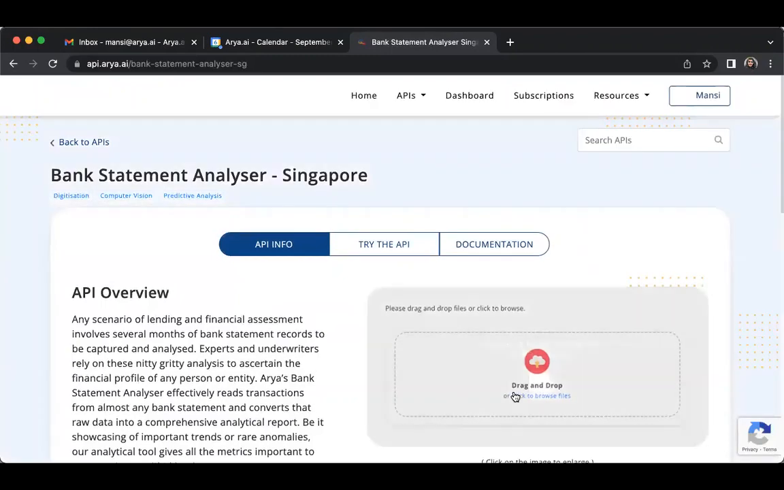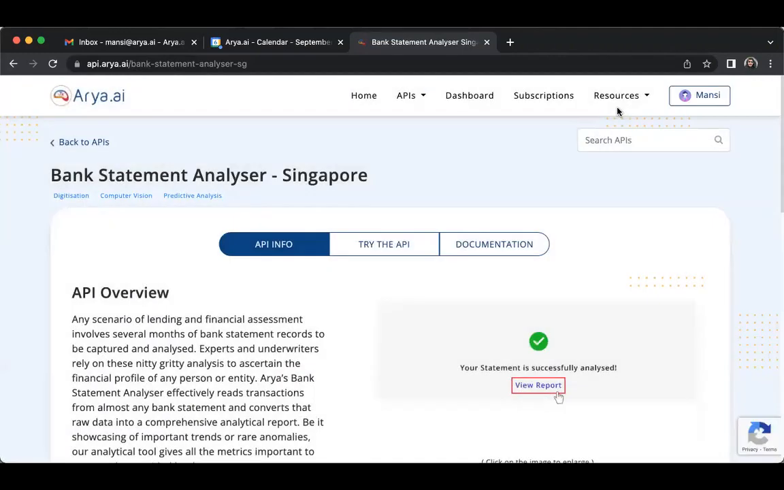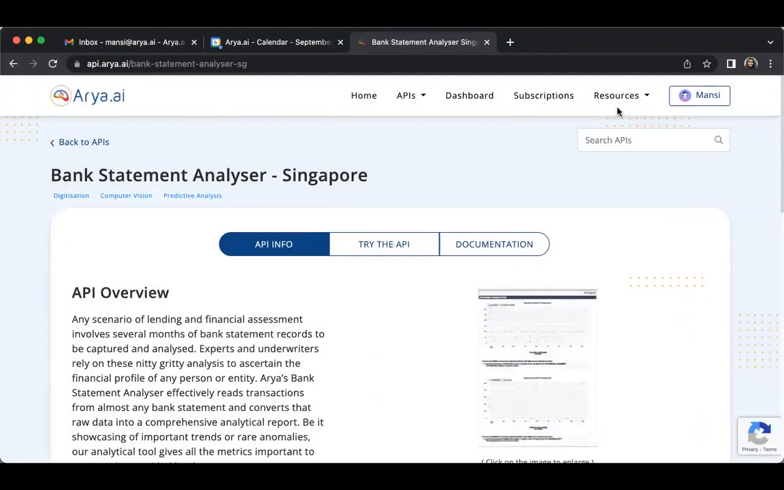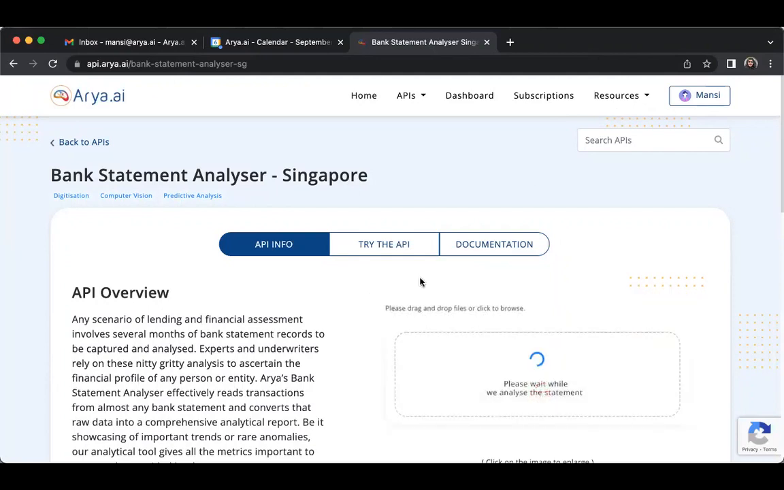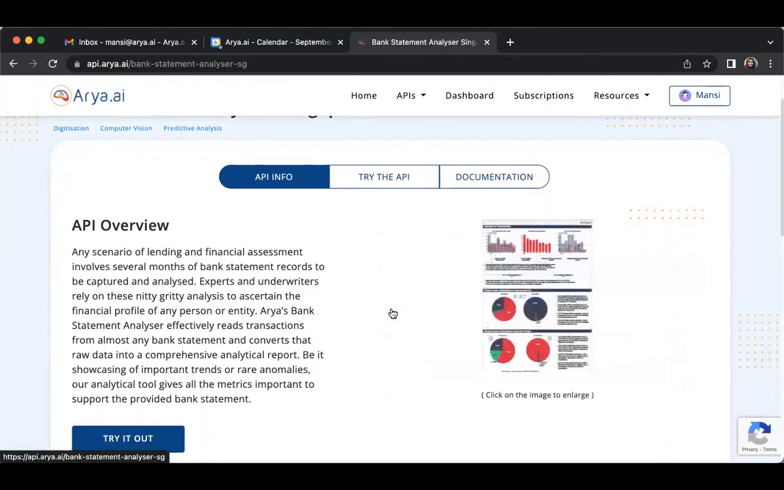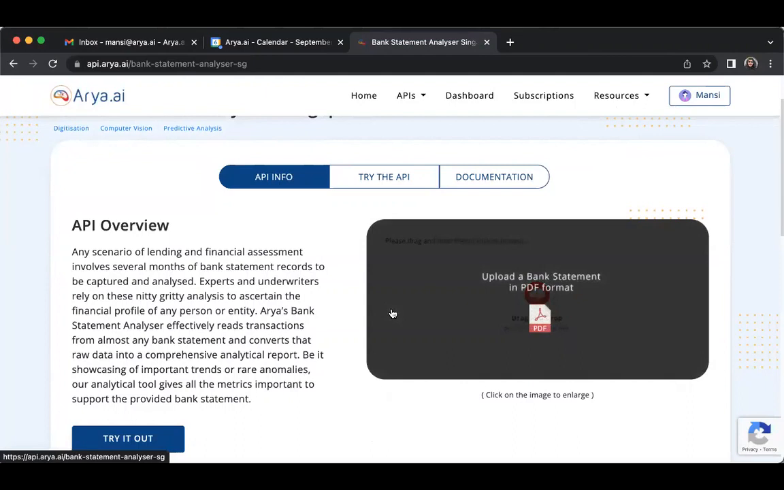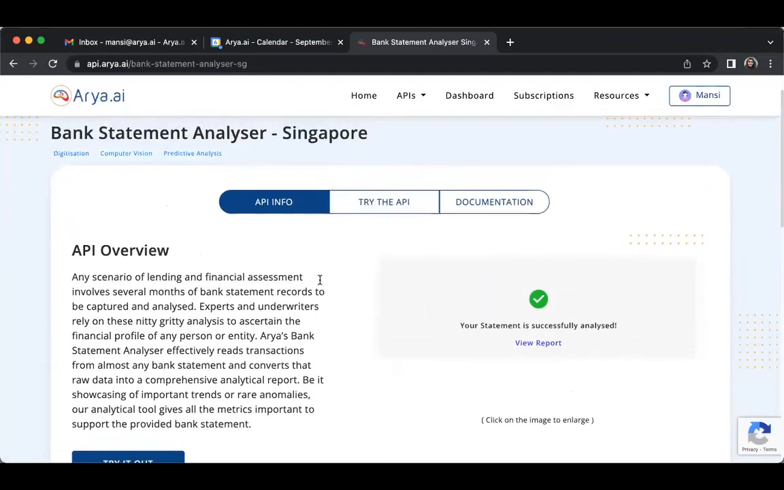So the Bank Statement Analyzer API currently has 6 different versions for 6 different geographies, which are Singapore, Philippines, South Africa, India, Mauritius, as well as Egypt. To start with, we create a report on the analysis which is generated by reading the transactions provided to the API.